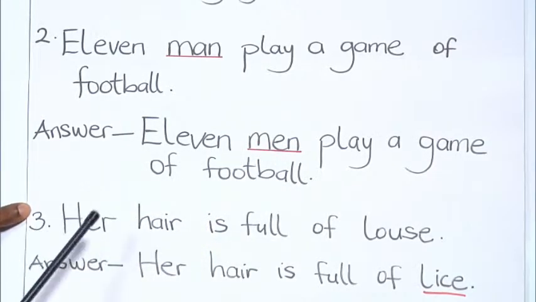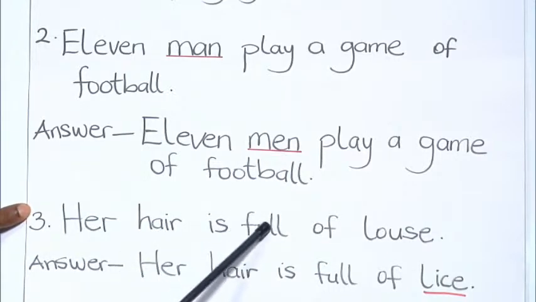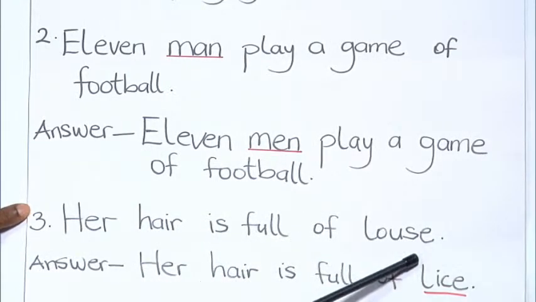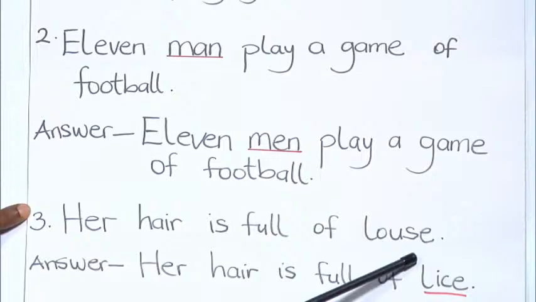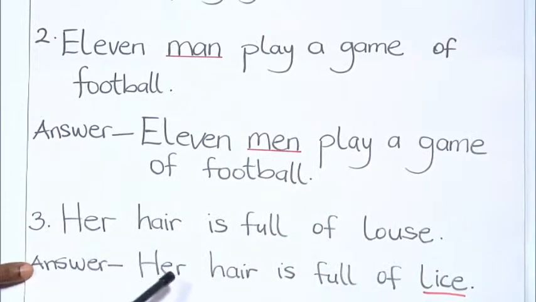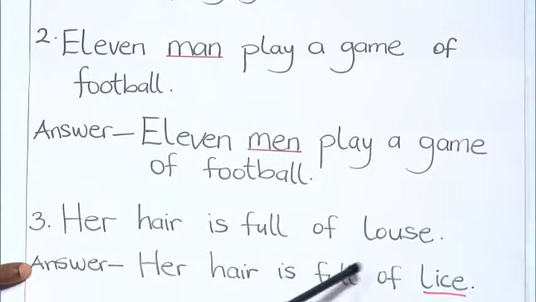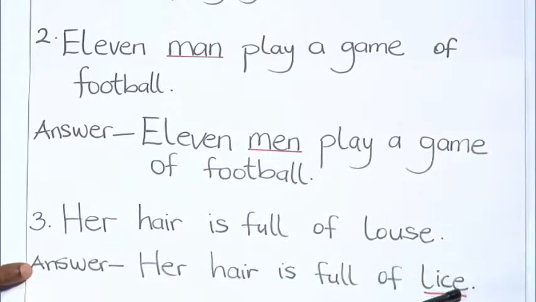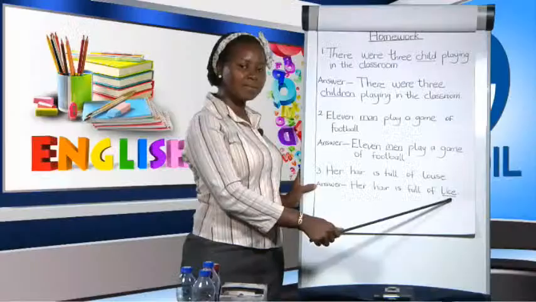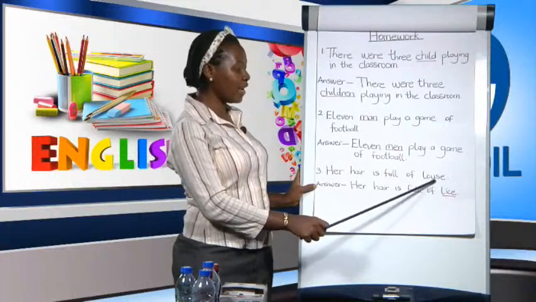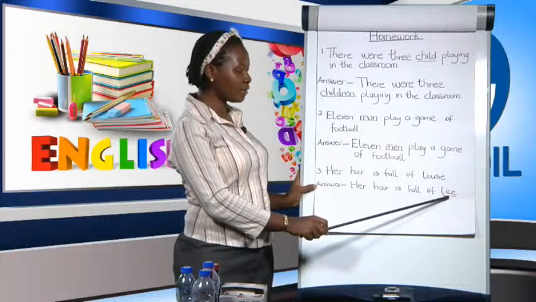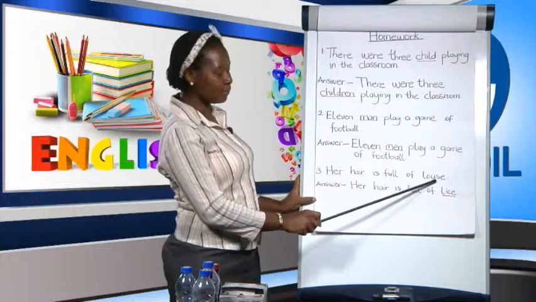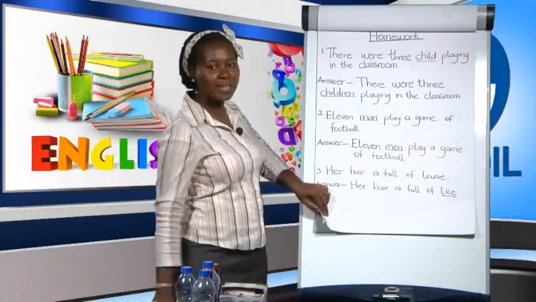Number 3, her hair is full of louse. The answer is, her hair is full of lice. So the louse has changed to lice. That's the plural of this irregular noun, from louse to lice.